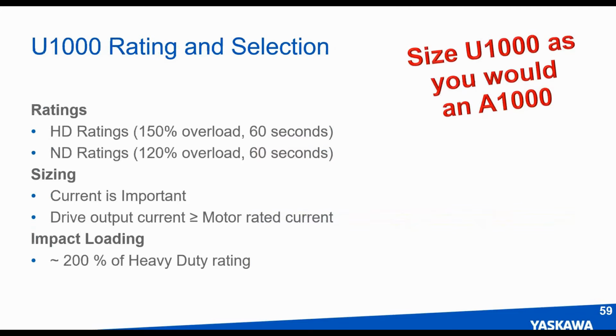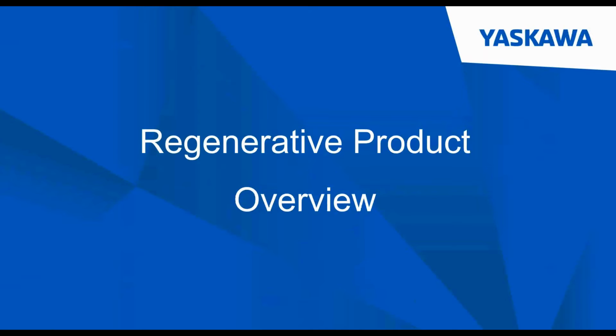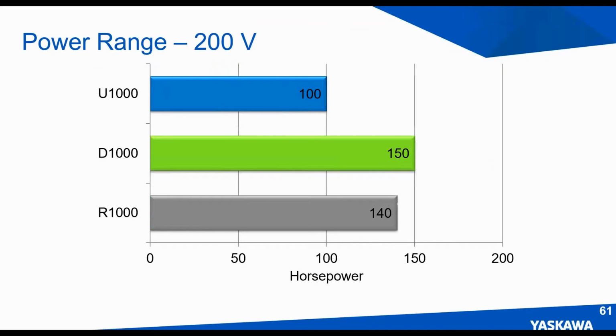Just make sure your maximum continuous current is less than or equal to the drive's output current rating, and you're done. The last item to note is impact loading. The Matrix drive has that 150% overload for 60 seconds and can operate with impact loads of near 200% of its heavy-duty rating. I want to close with a quick overview of our regenerative products.